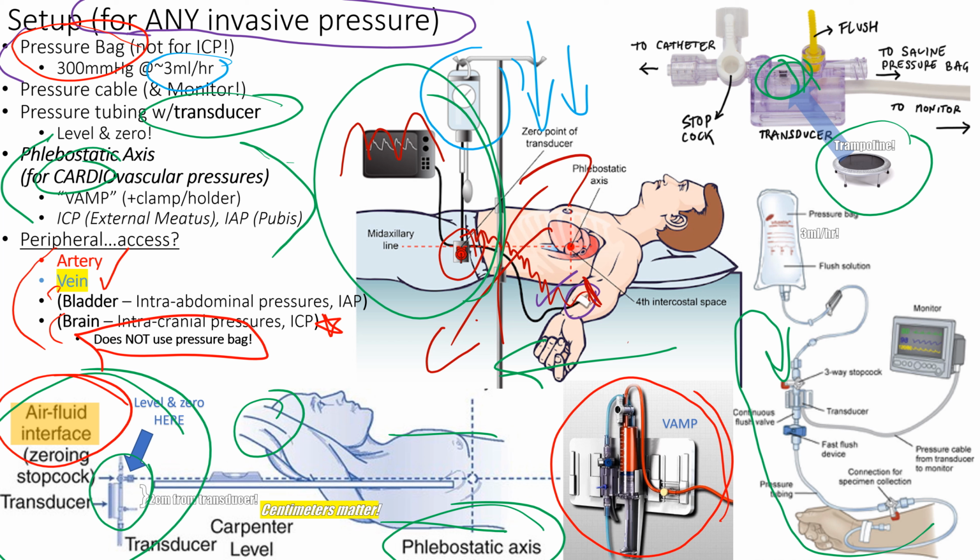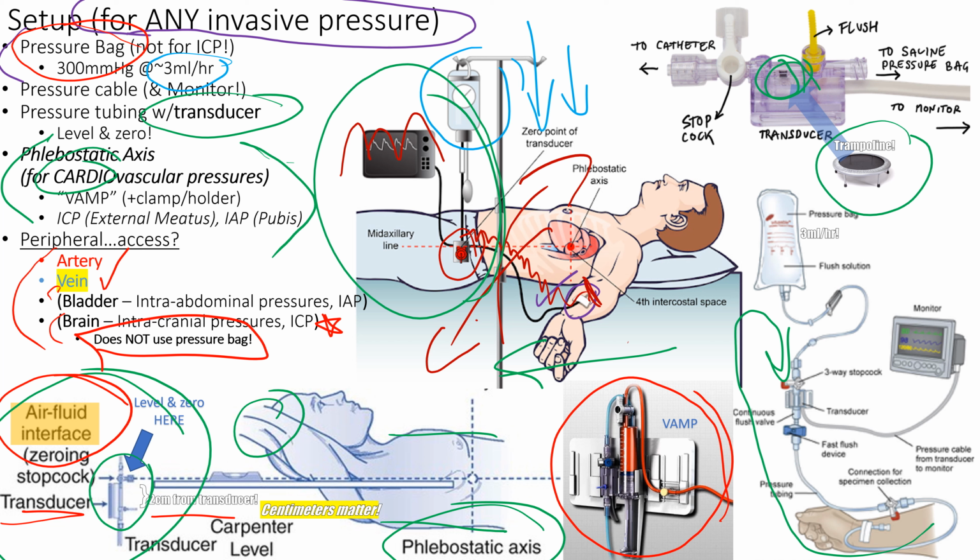You'll see everybody leveling at the transducer, at the little trampoline there, the black dot. That is not where you level it. You level it at the air fluid interface because that is what you zeroed it at, right? Otherwise it's off by 2 centimeters. What is 2 centimeters? It's like 2 to 3 millimeters of mercury. So it does matter. Okay, so it's leveled at the air fluid interface.